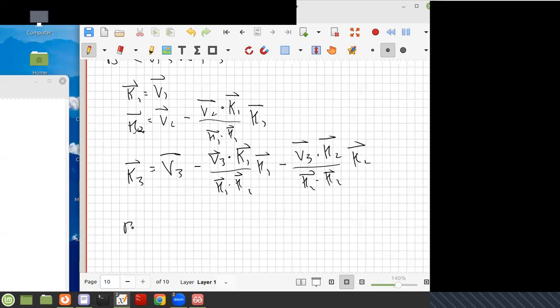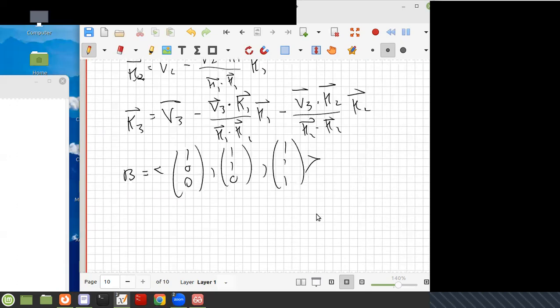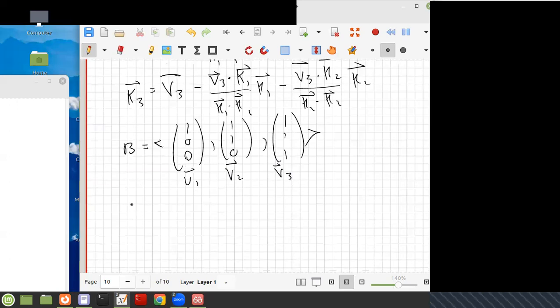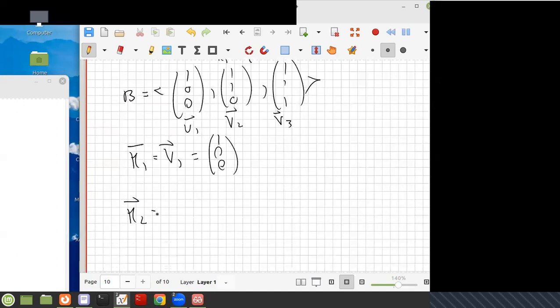Let's try my basis as (1, 0, 0), (1, 1, 0), and (1, 1, 1). So there's my V1, V2, V3. And so I'd say, kappa 1 equals V1 equals (1, 0, 0). And then kappa 2 would equal (1, 1, 0) minus (1, 1, 0) dot (1, 0, 0) over (1, 0, 0) dot (1, 0, 0) times (1, 0, 0).